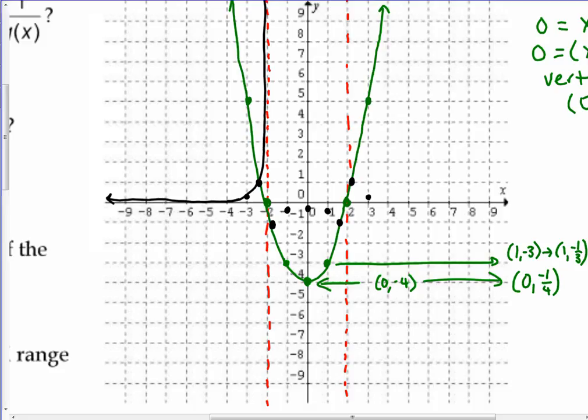Okay, good. That's good to hear. All right, so this part's going to go down and approach our asymptote. Why is it like that? We'll talk about that in a second.